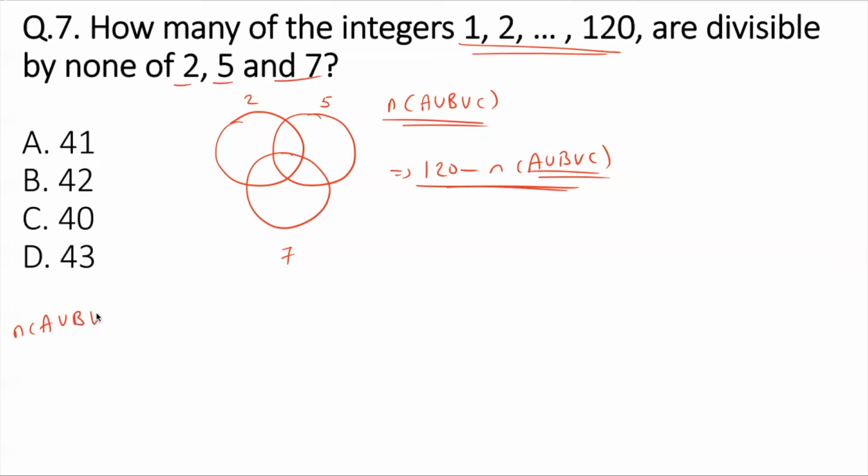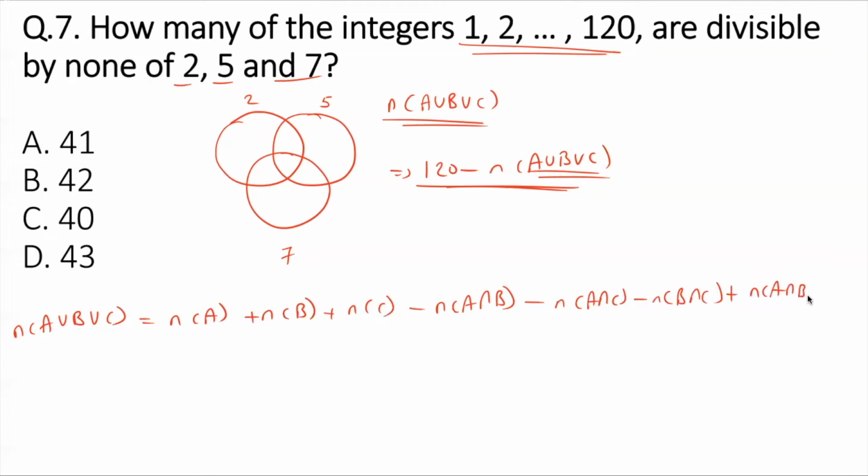Number of elements in A union B union C is number of elements of A plus number of elements of B plus number of elements of C minus number of elements in A intersection B minus number of elements in A intersection C minus number of elements in B intersection C plus number of elements of A intersection B intersection C. Let's take A as this set, multiples of 2, B as this set, multiples of 5, C as this set, multiples of 7.